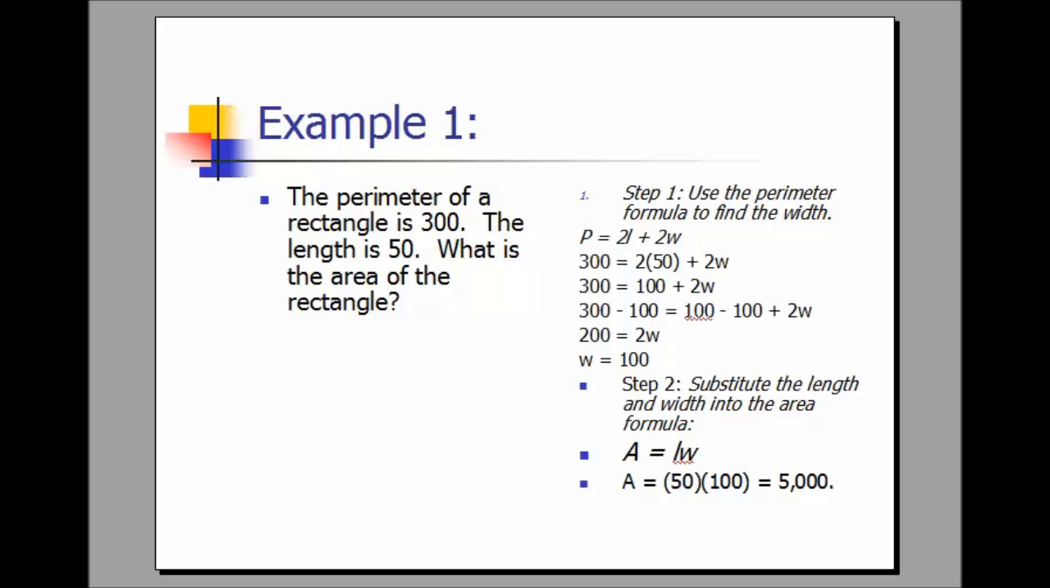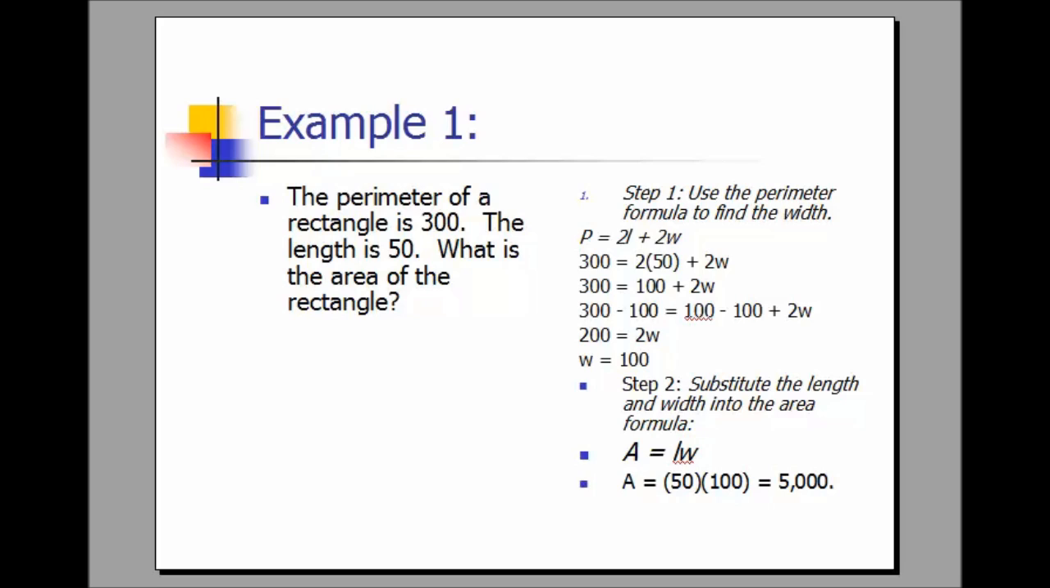Example 1. The perimeter of a rectangle is 300. The length is 50. What is the area of the rectangle? Step 1 is to use the perimeter formula to find the width. P equals 2L plus 2W. We replace P with 300, and we replace L with 50. This gives us 300 equals 2 times 50 plus 2W. Doing the math gives us 300 equals 100 plus 2W. Next, subtract 100 from both sides. This gives a result of 200 equals 2W. Divide by 2 and find that W equals 100.